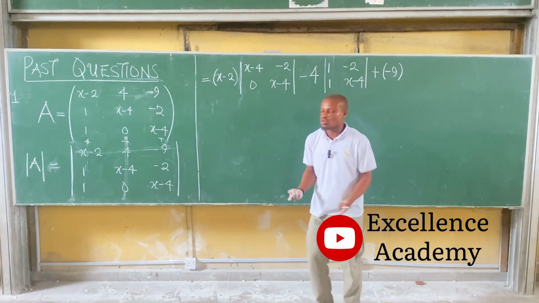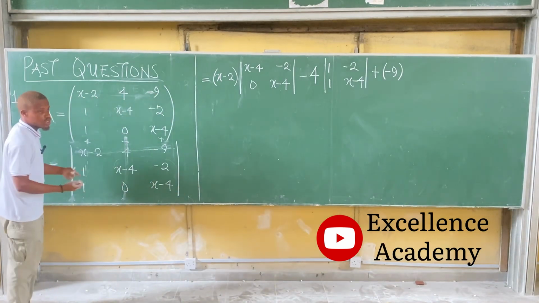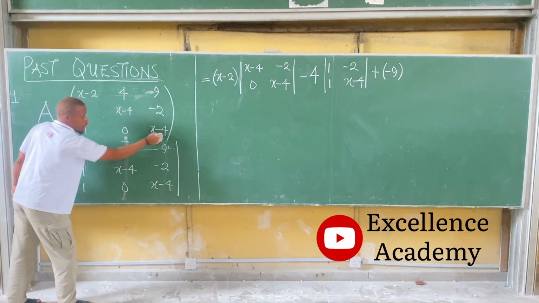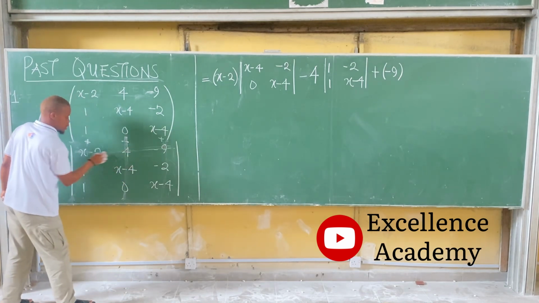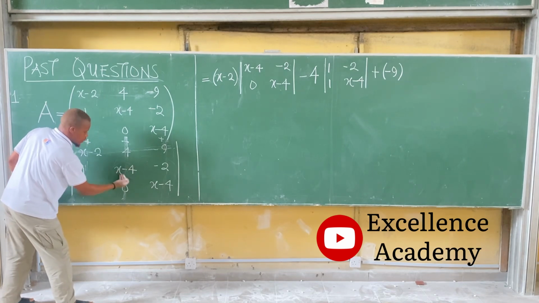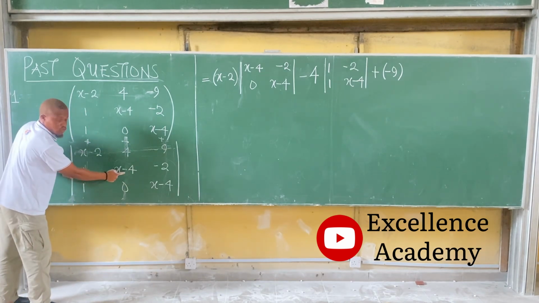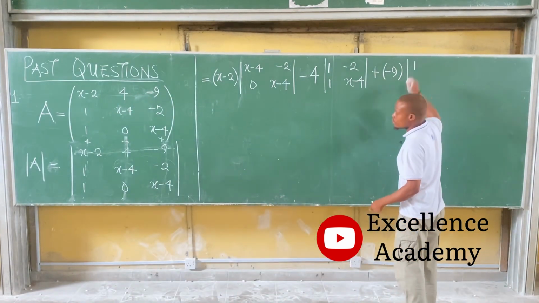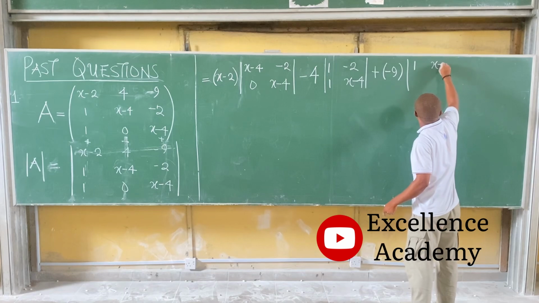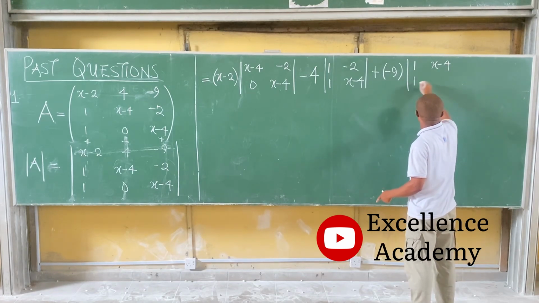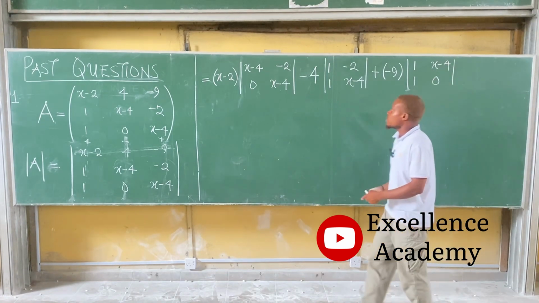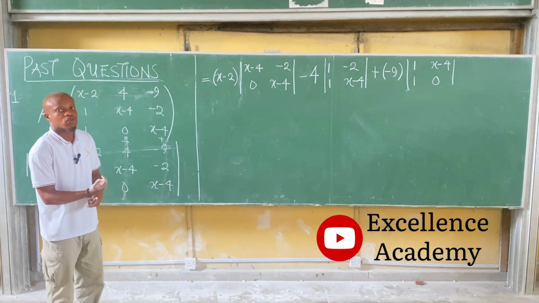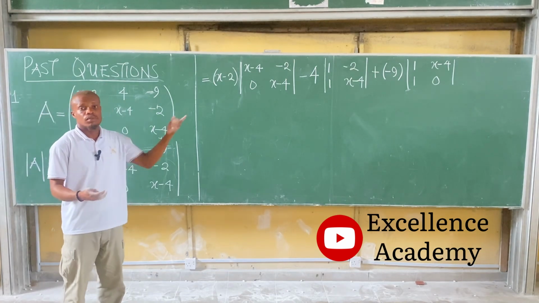Create a 2 by 2 matrix for it so that you can get your determinant. So you pick this, cover the row on which it lies, and cover the column on which it lies. So I'm having this covered and this covered. What is left? 1, x minus 4, 1 and 0. So I'm having 1, x minus 4, 1, 0. Therefore, we can take the determinant of our 2 by 2 matrix there.